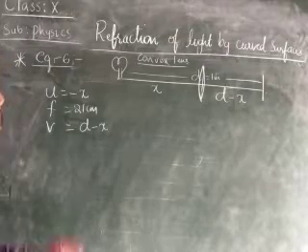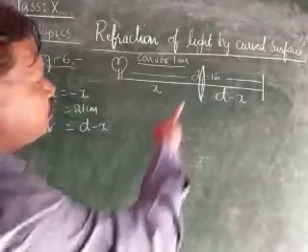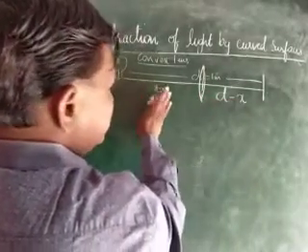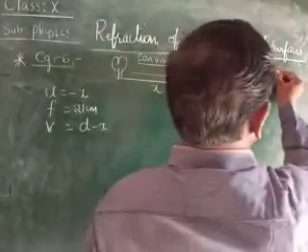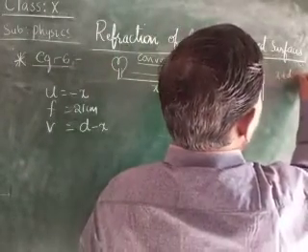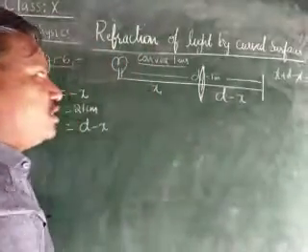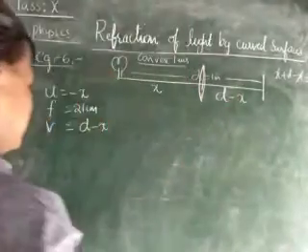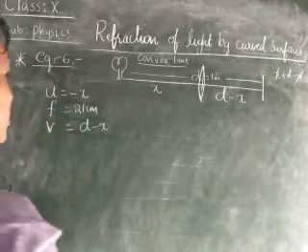Okay, right. u is equal to minus x. I think you got it, children. u is equal to minus x, v is equal to d minus x. Why? Because this is u, this is v. If we add both of them, we get d, children: x plus d minus x is equal to d. Therefore, u is minus x, v is d minus x, f is equal to 21 centimeter.